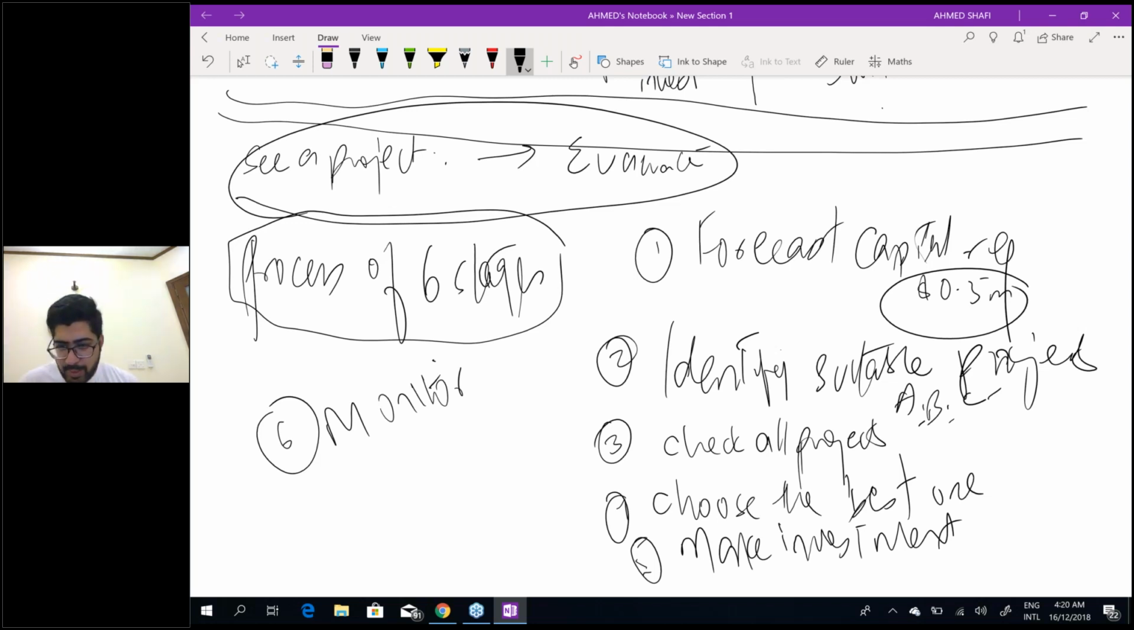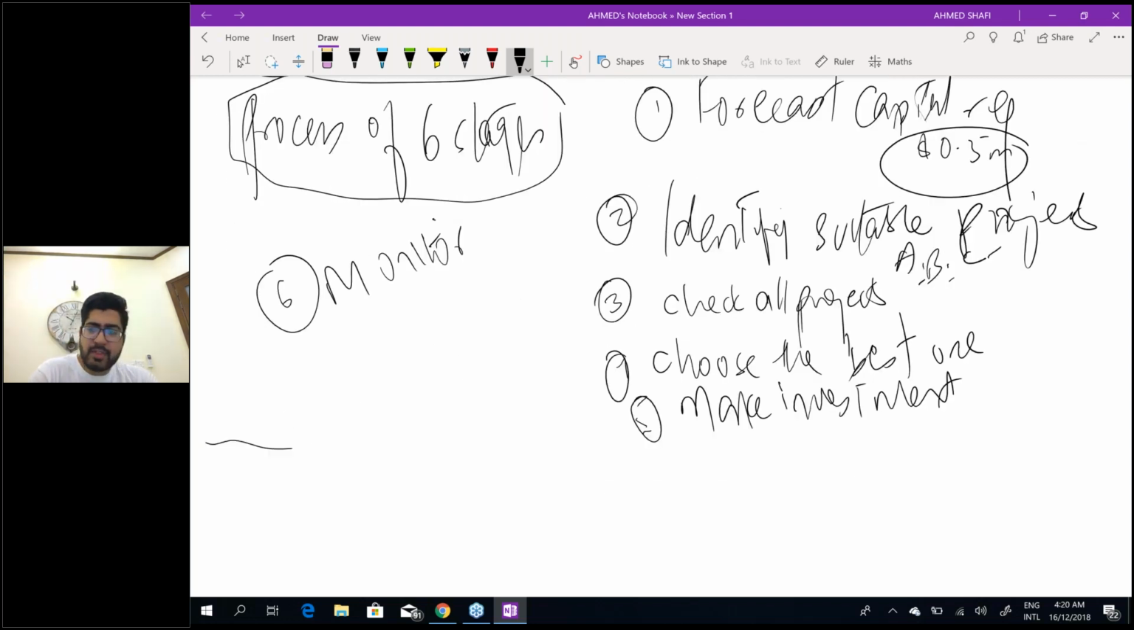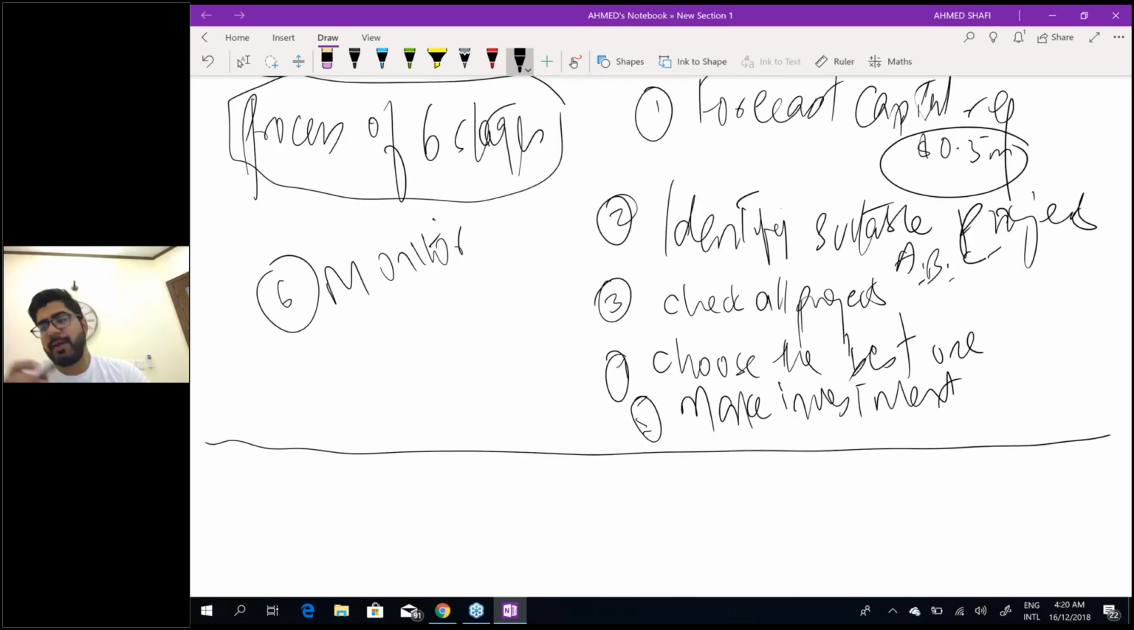Now, when I explain these 6 steps, many students raise a question, and you might have that question in your mind as well. We have understood all steps, but we have a problem with step 3. Now, what is that problem?